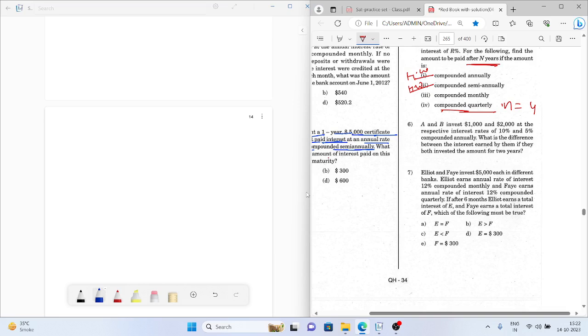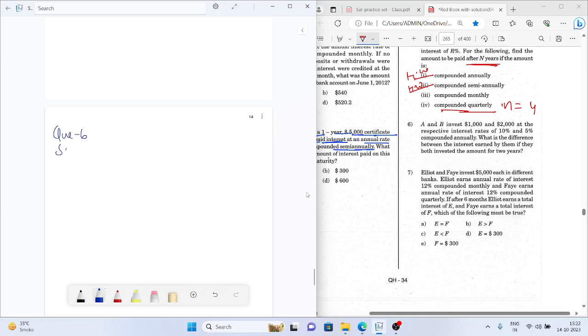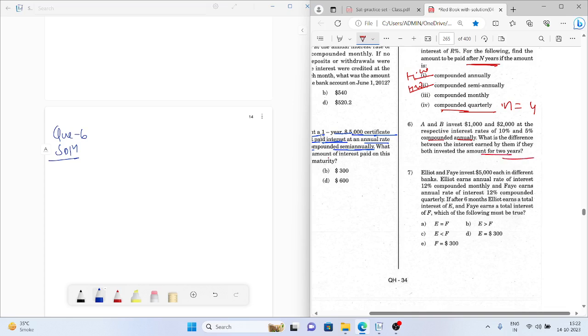I come to question number 6. What is question number 6? A and B invest $1,000 and $2,000 at the respective interest rates of 10% and 5% compounded annually. What is the difference between the interest earned by them if they both invested the amount for 2 years?